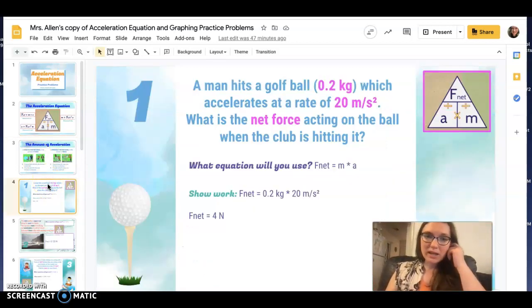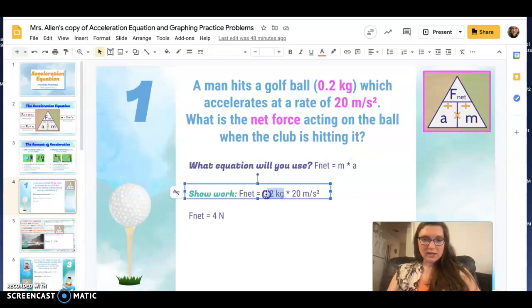Okay, so a man hits a golf ball, 0.2 kilograms, which accelerates at a rate of 20 meters per second squared. What is the net force acting on the ball when the club is hitting it? Since we're looking for net force, the equation is F net equals mass times acceleration. Our mass is 0.2 kilograms, our acceleration is 20 meters per second squared. So 0.2 times 20 is a net force of 4 newtons.